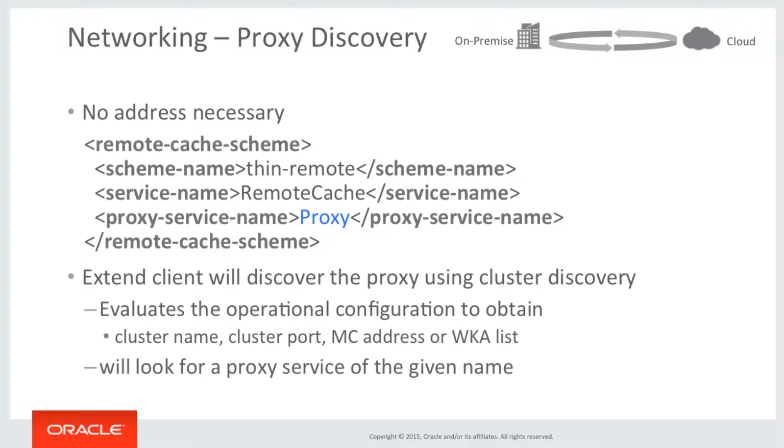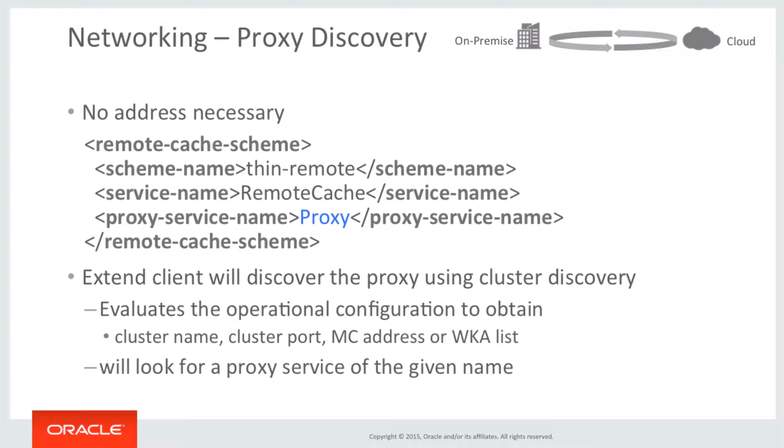And the way that works is we look up the name of the proxy. So there's the proxy service name element that refers to the name of the proxy service that you wish to connect to. So once the designated cluster has been found, then we'll look up the proxy.